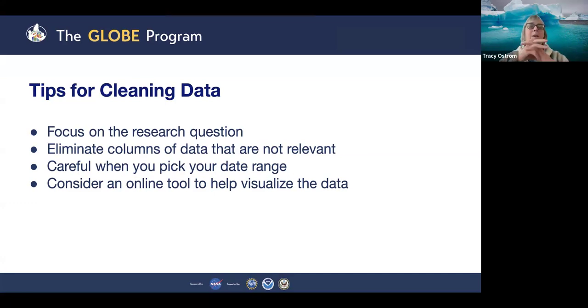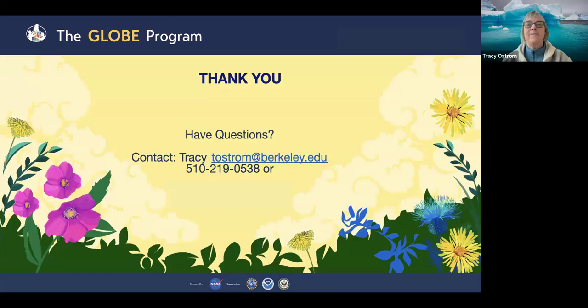And if you are using these big data sets, you might want to consider using an online platform to help manage and visualize that data. So I think that's about it.